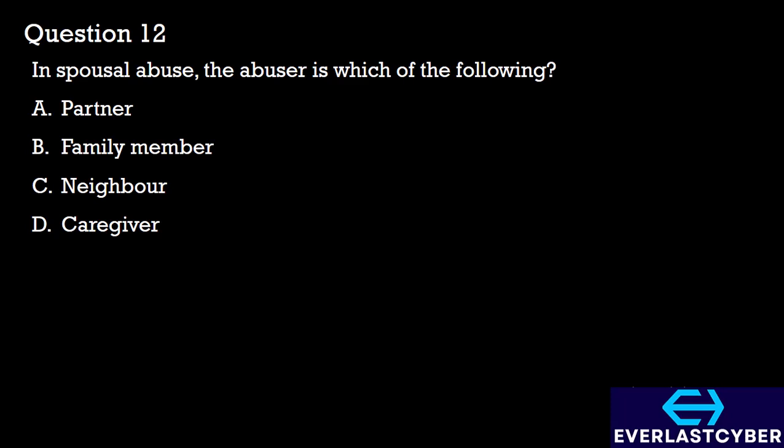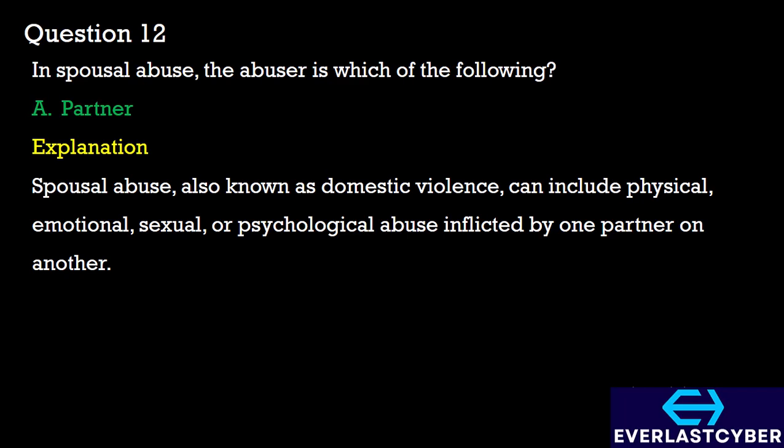The same thing applies to options C and D. The neighbor is not a partner. The caregiver is also not a partner. So with respect to the question that we have, our answer is option A, the partner.